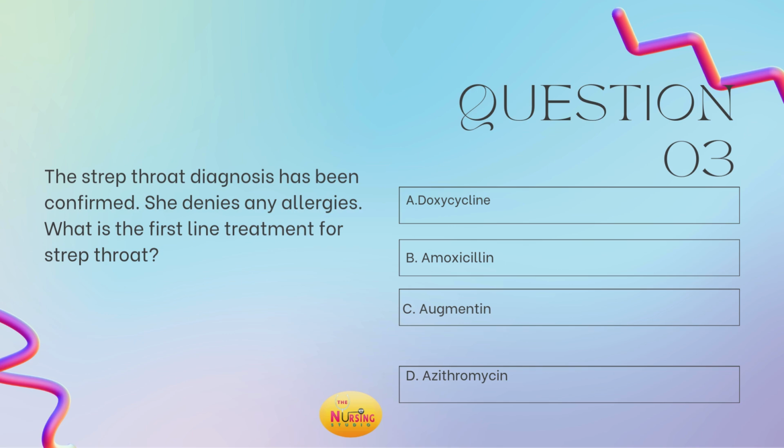All right, so stem of the question states, what is the first line treatment for strep throat? Is it A, doxycycline? No. Is it B, amoxicillin? Yes. Penicillins, most commonly amoxicillin, is that first line treatment if there's no allergies for strep throat. If they do have an allergy, you can go azithromycin, okay? But amoxicillin is that first line therapy.